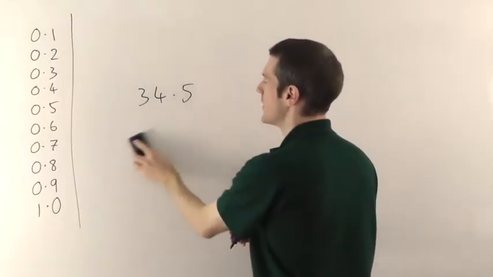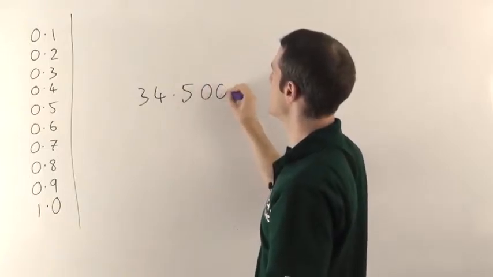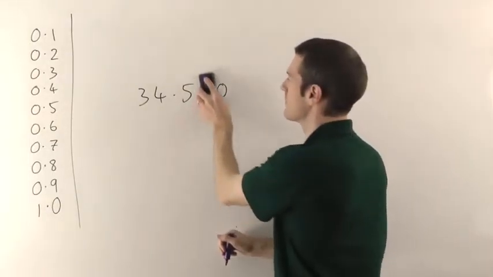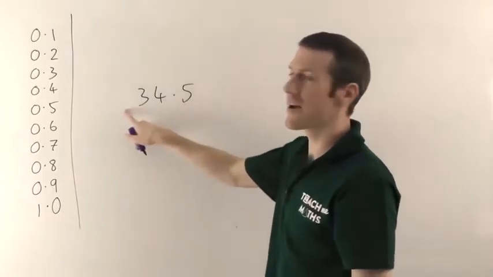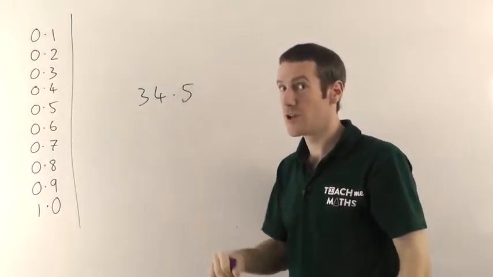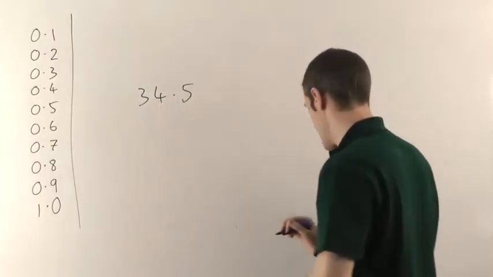So just be careful. Zeros on the end of a decimal number, fine. You don't need those, get rid of them. But if they're higher up here, on the left of the decimal point, you must keep those. It keeps the place value of everything else.